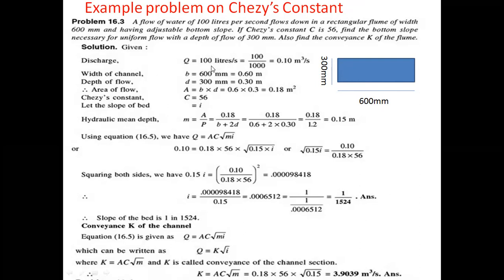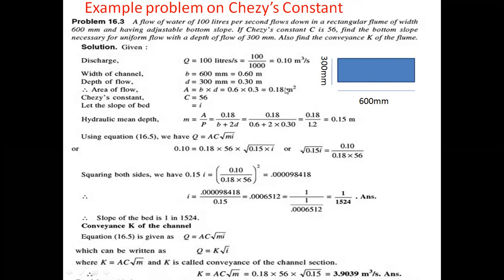Here the discharge is given as 100 liters per second. We convert it into cubic meters: 100 by 1000 is 0.10 cubic meter per second. The width of the channel, 600 mm, is converted into meters by dividing by 1000, giving 0.6 meters. D, 300 mm, is converted into meters, giving 0.30 meters. Now find the area of the flow. Area of the rectangle A equals B into D, with B equal to 0.6 and D equal to 0.3. So the area of the flow of water is 0.18 square meters.